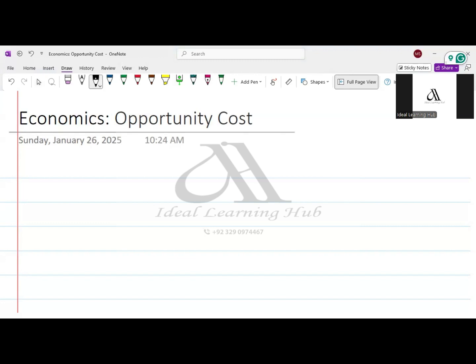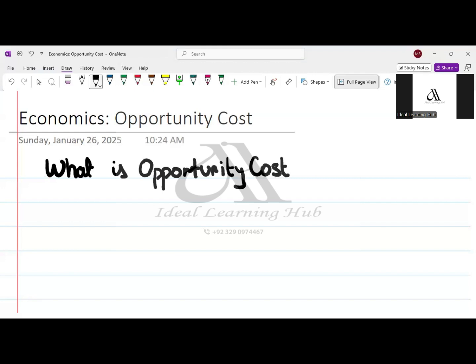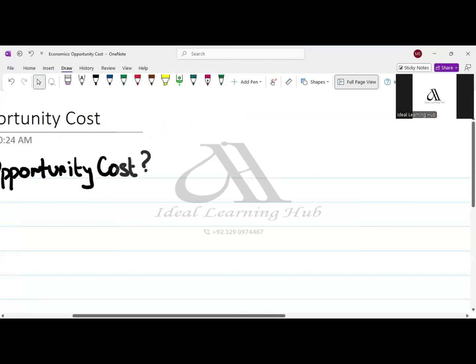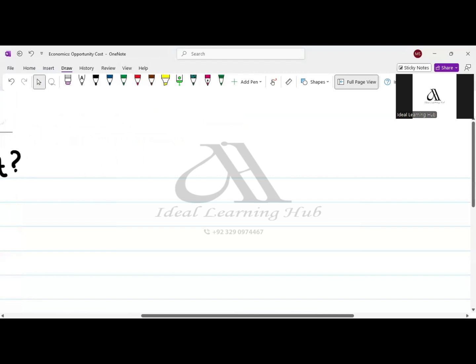Before we start, the question arises: sir, what is opportunity cost? What is opportunity cost? This is the question, right? Before we dive into the answer, I want you to dive into a hypothetical case.